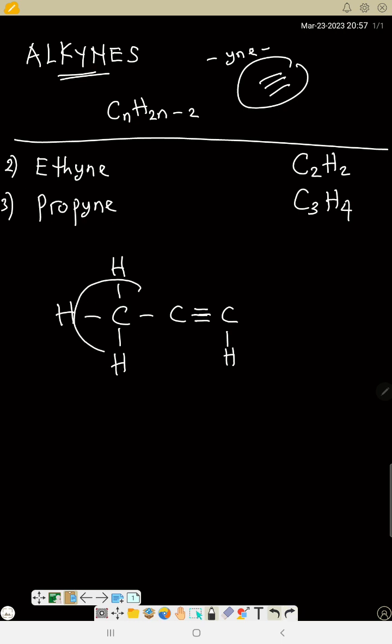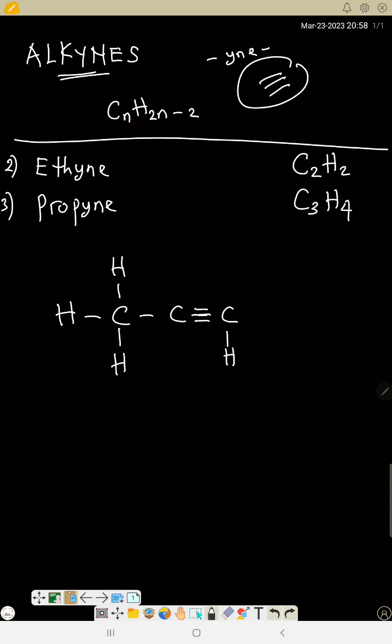So that means the number of bonds of this carbon is 4, that is 1, 2, 3, 4. The number of bonds of this carbon is 4 also, 3 plus 1, 4. The number of bonds of this carbon is also 3 plus 1, 4. So that means everything is balanced now. Hydrogen here has one bond, one bond, one bond, one bond, so it's balanced. So this is the correct way of writing propyne.